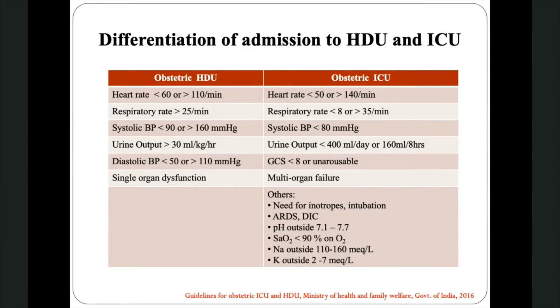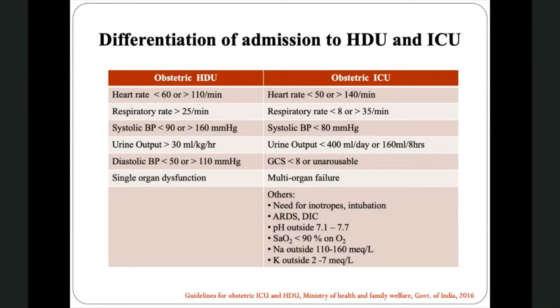Now, these are the differentiating parameters for when a patient needs to be kept in HDU. If heart rate is less than 60 or more than 110, respiratory rate is more than 25, systolic blood pressure is less than 90 or more than 160, urine output is more than 30 ml per kg per hour, diastolic BP is less than 50 or more than 110, or there is single organ dysfunction, then it needs to be managed in HDU.